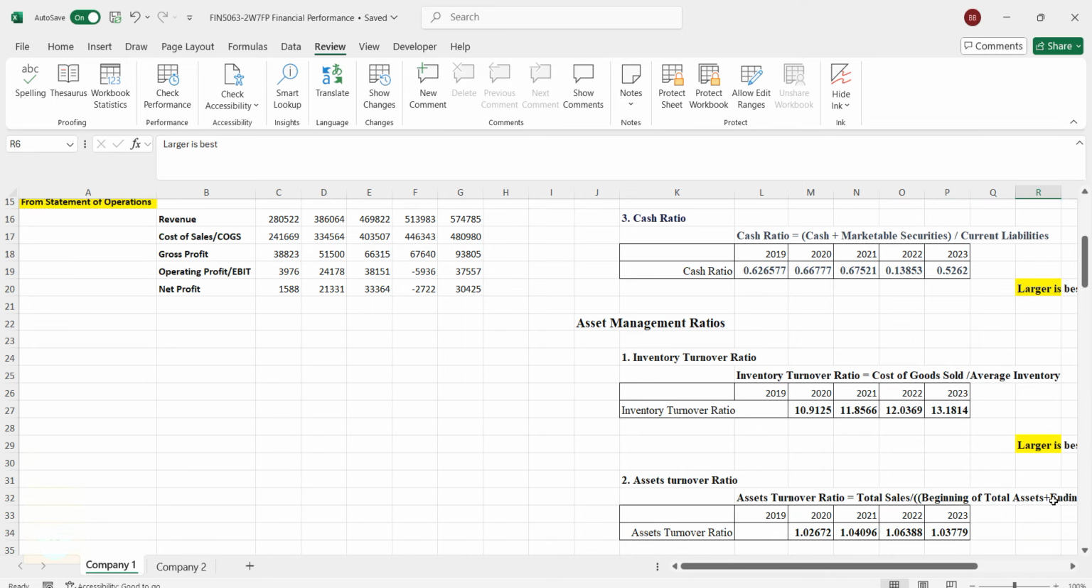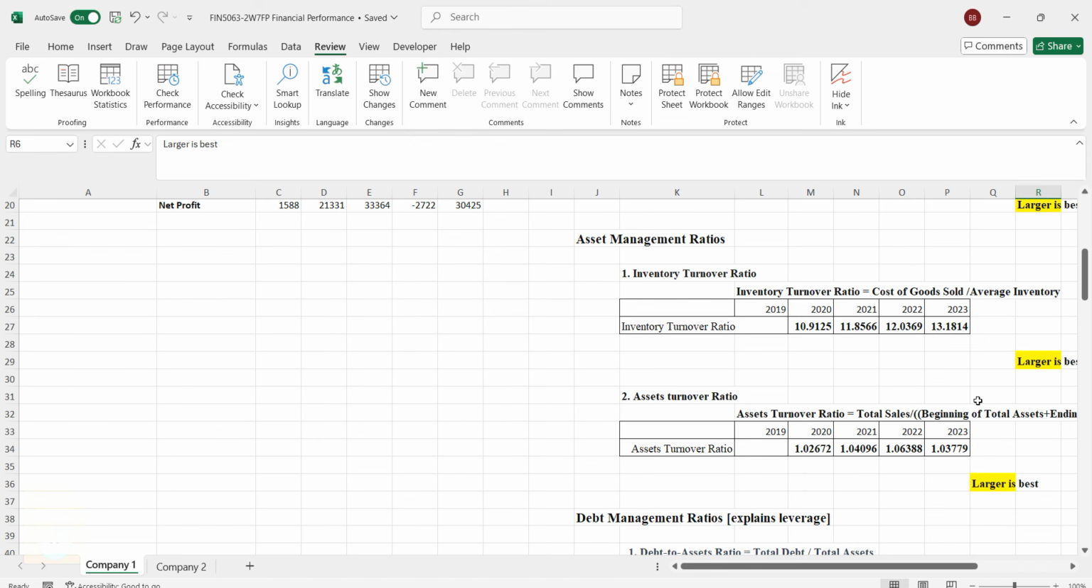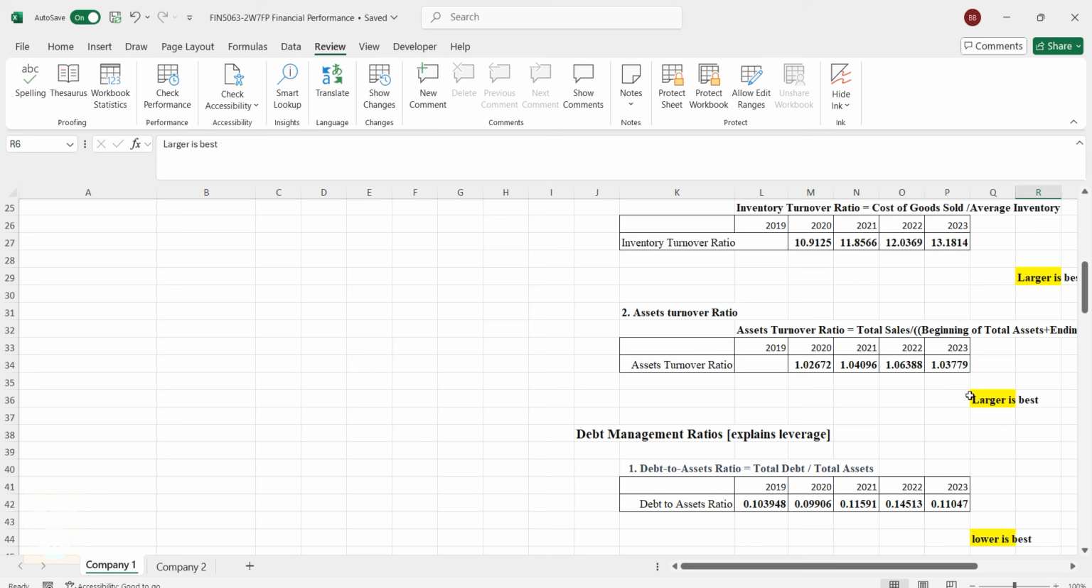Regarding asset management, it is also the same. We calculate to what extent, using the assets we have, we are generating sales. Considering the asset management ratio, you are supposed to have a better value. So the larger the value, the better these ratios are said to perform.